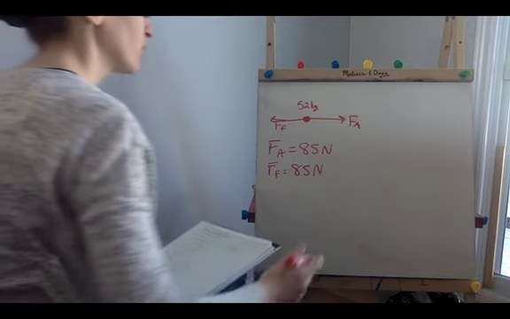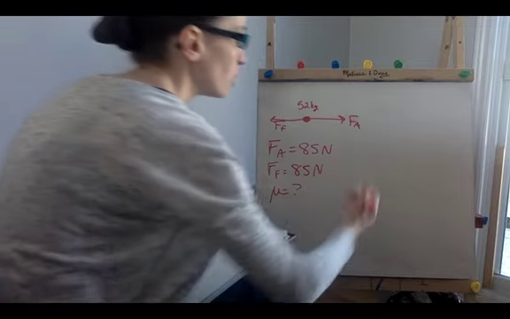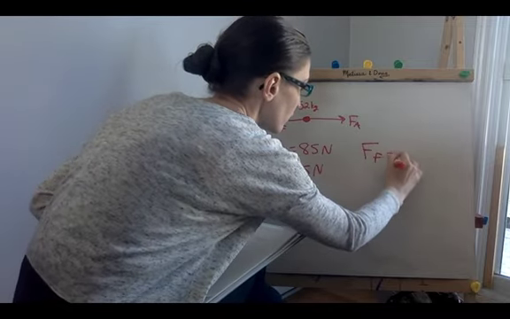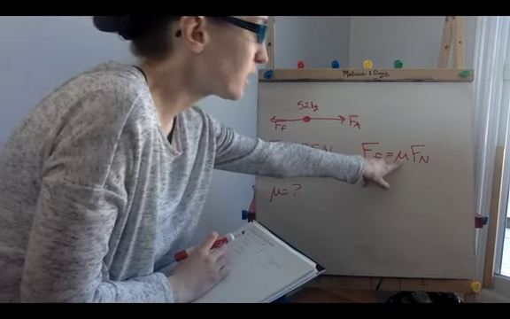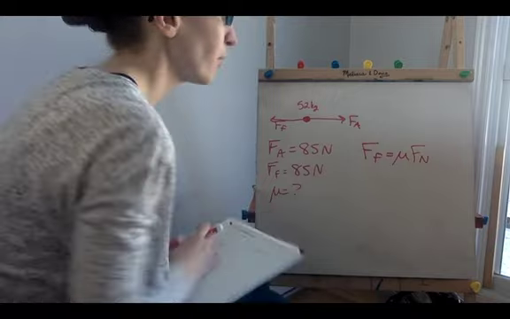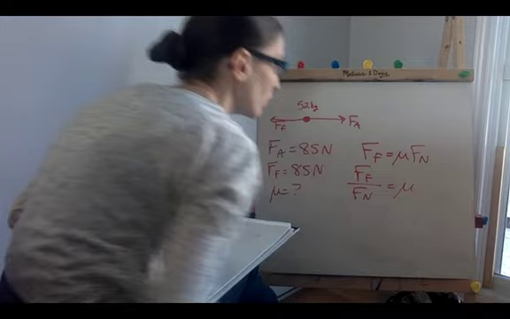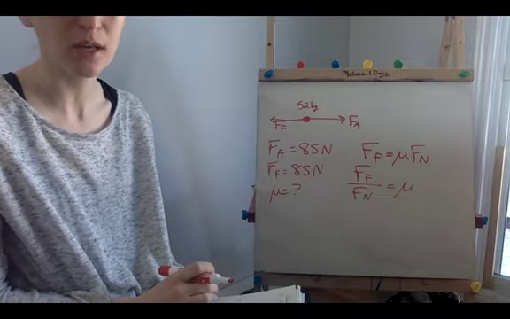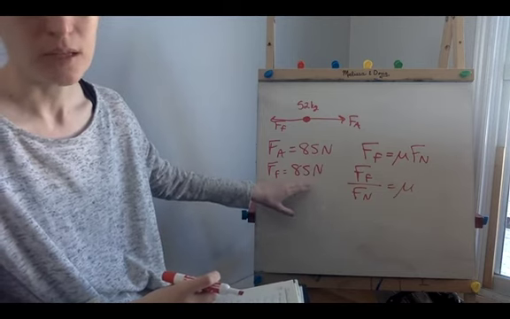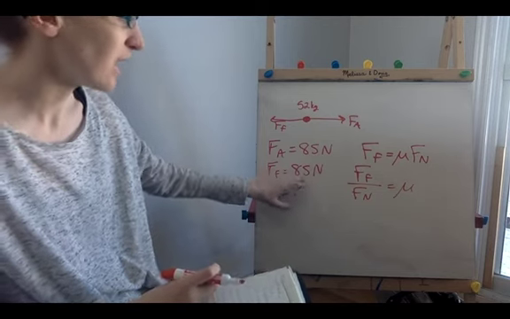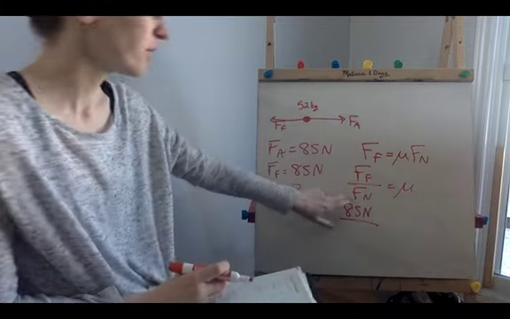Remembering we're being asked for mu, the coefficient of friction here. So if we think about that formula where our force of friction is equal to our coefficient of friction times our normal force, to get this by itself we would need to divide both sides by the normal force. So force of friction divided by the normal force will give us that coefficient of friction. We know that the force of friction, in order to maintain that constant speed, is that 85 newtons. That's not a problem. But the other thing we need is our normal force.